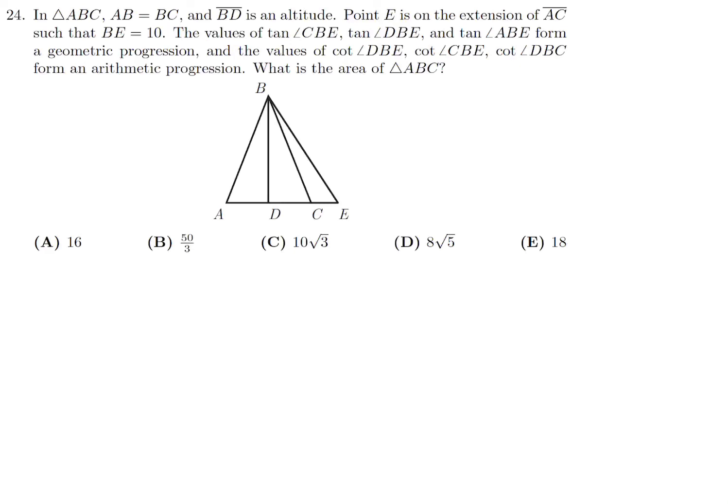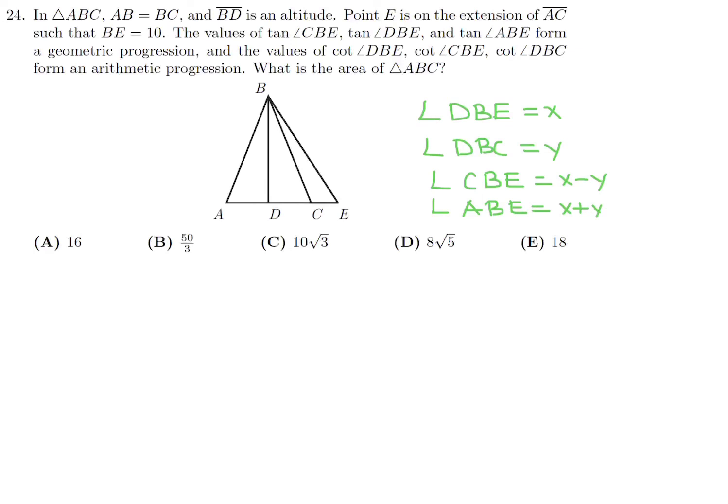So first, let's label what we can. Let's make this as helpful as we can. Angle DBE, I will label as X. And angle DBC, I will label as Y. And therefore, if I put that in my diagram, angle CBE will be X minus Y. And angle ABE will be X plus Y. So this is Y.